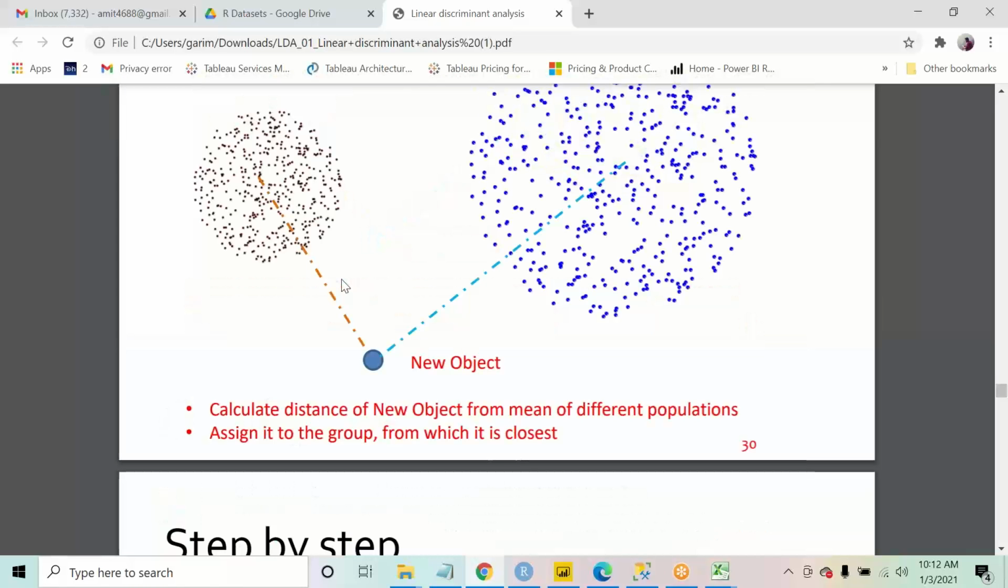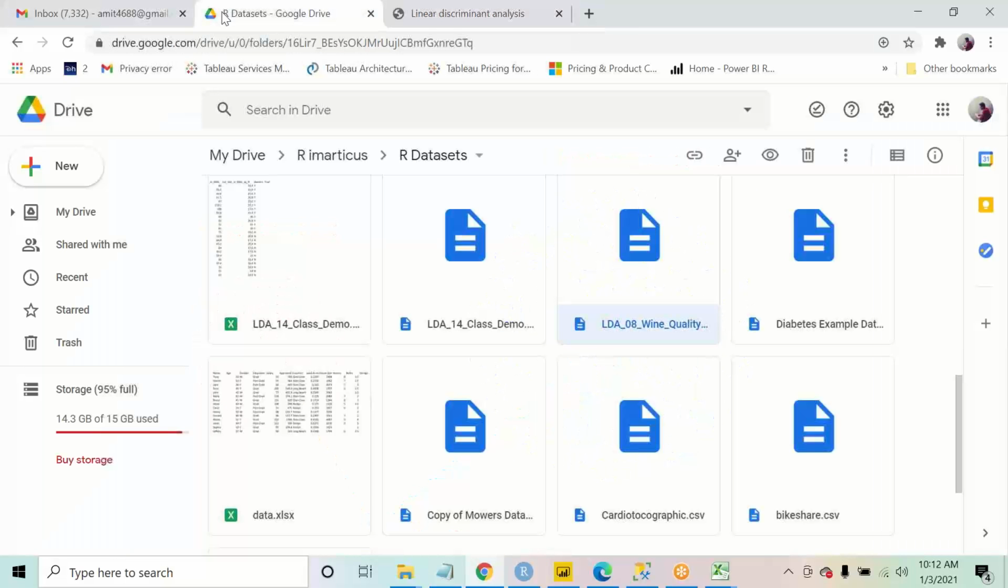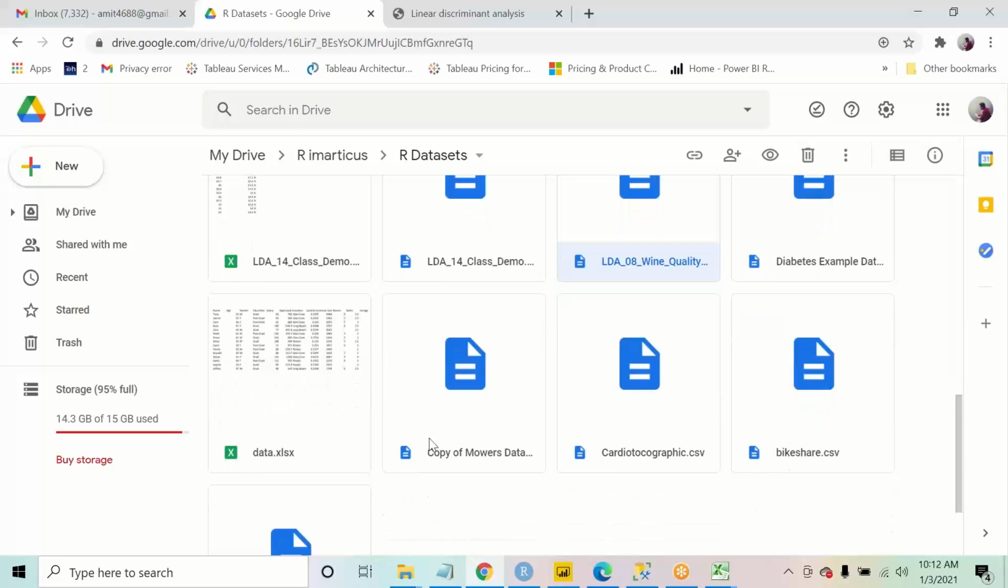So let me do one thing. Let's rather do this practically. That will be better. On that drive, you will find the movers data. There is a file, a copy of movers data, a CSV file. This is the same data of which person is owning a mower machine and which one is not. We will use that data itself over here. So please download this data file once.